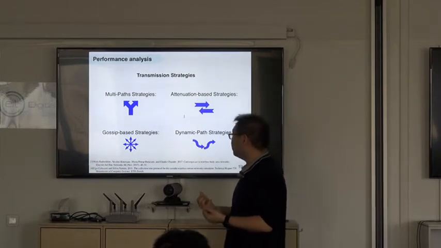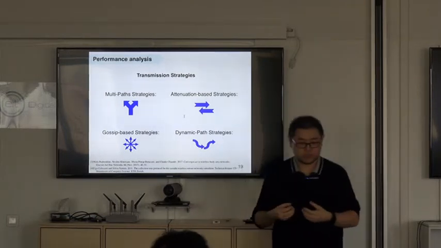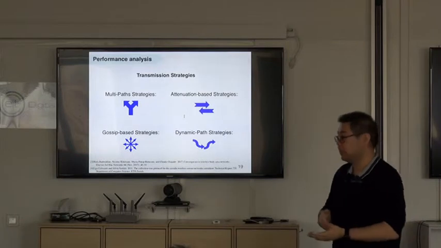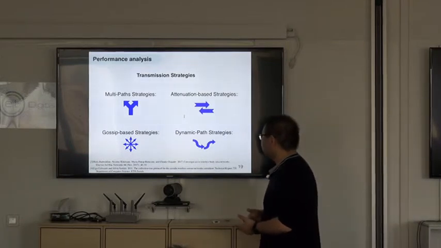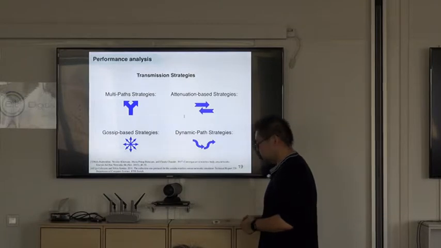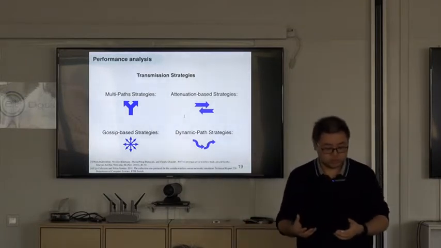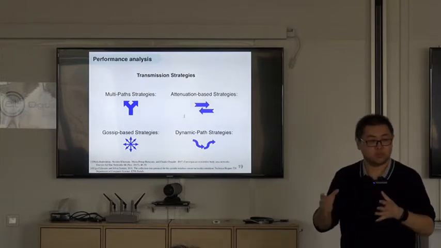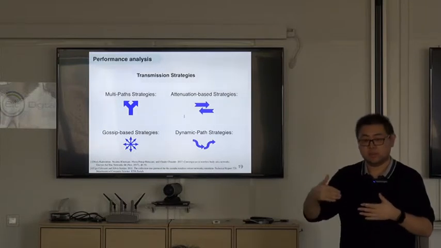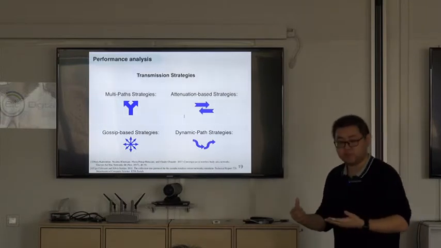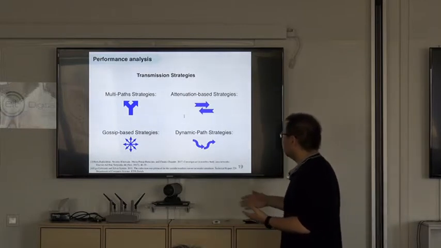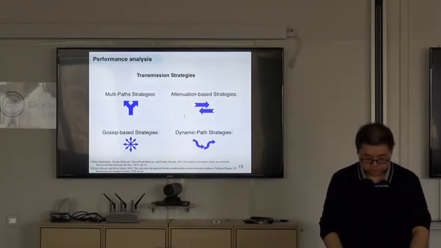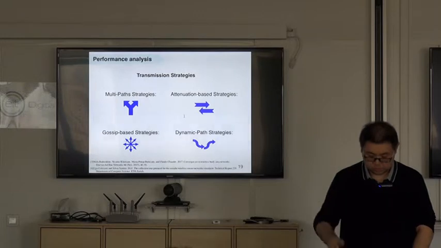In the gossip-based strategy, the node just broadcasts the message, and when I receive a message, I continue to broadcast it until the message has been received by the sink. The last one is the dynamic path strategy. During the transmission, every node tries to send beacon or heartbeat messages to keep a dynamic path according to packet reception, so that packets follow this path to the sink. But this path will change during the transmission.